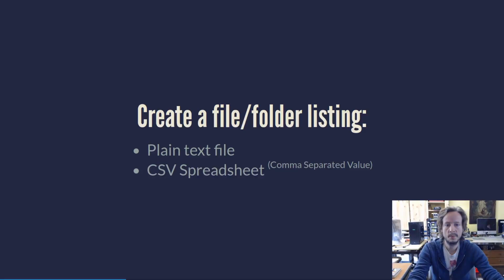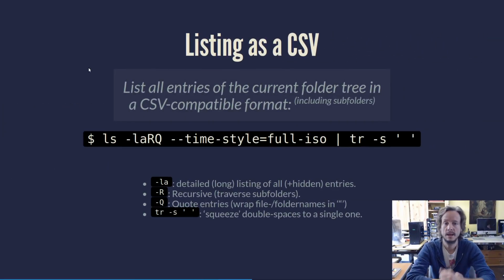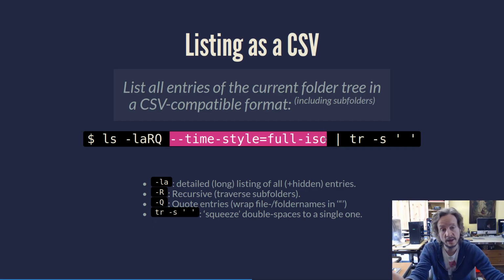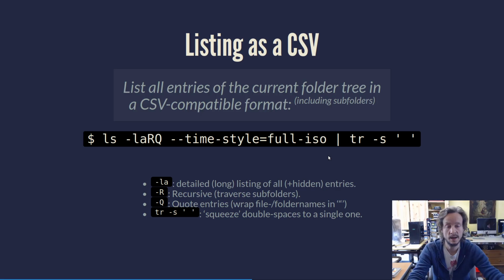To wrap this up, a summary of what I did. Here's the command. The dollar sign is just a prompt. It says, don't type the dollar sign. Whatever it is, type this in the command line and it will work. List, long, all, and recurse, add quotes. Please print time and date, ISO 8601. Squeeze all the double spaces, and we're good.